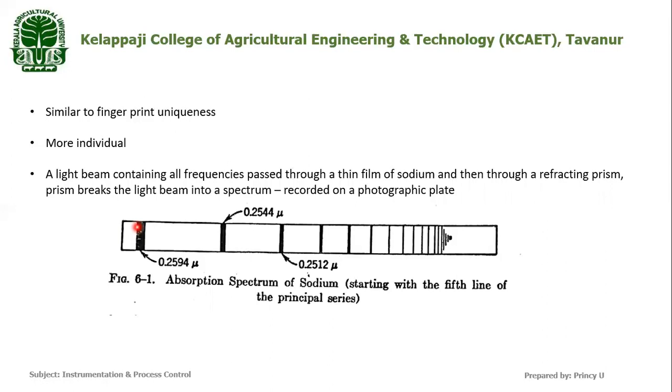Okay, for example, this one is the absorption spectrum of sodium. When a light beam containing all frequencies is passed through a thin film of sodium, the light passed through the sodium will be transmitted to a prism, a refracting prism. Okay, a mirror and prism arrangement is used to produce this spectrum. This prism breaks the light beam into a spectrum.